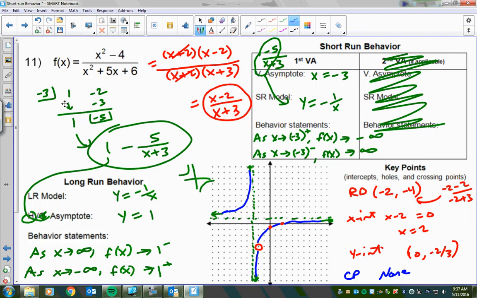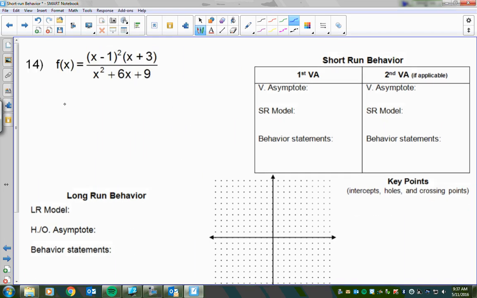Number 14 then. I'll do that one. And by the way, I've got basically 5 steps we do in a certain order, which is the best order, I think. But it doesn't really matter which order you do these things. If you want to do all this first, and then the short run, and then the long run, be my guest. But here are your 5 steps: long run, short run, and the 3 kinds of special points: intercepts, holes, and crossing points. In fact, let me label these. That's step 1, step 2, step 3, step 4, and step 5.